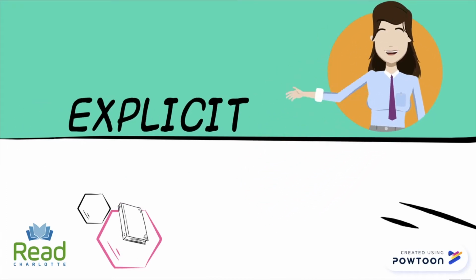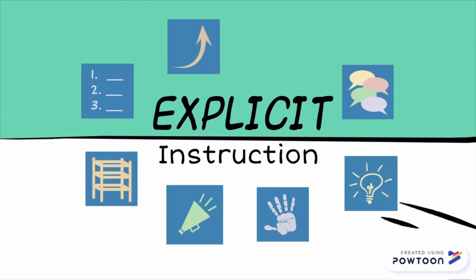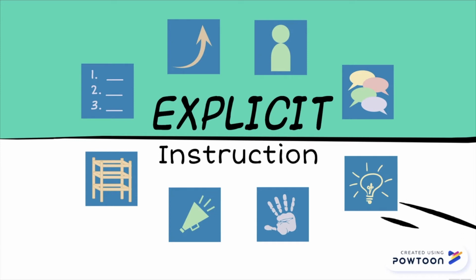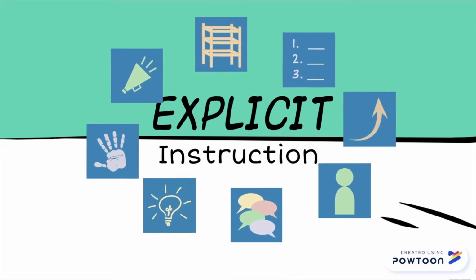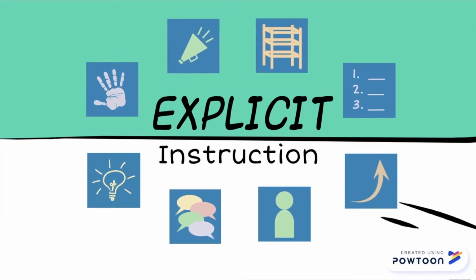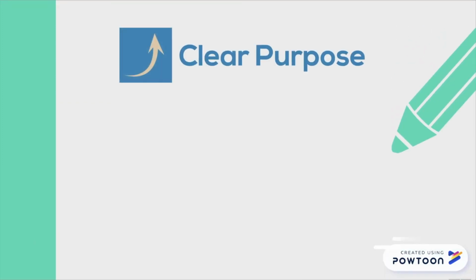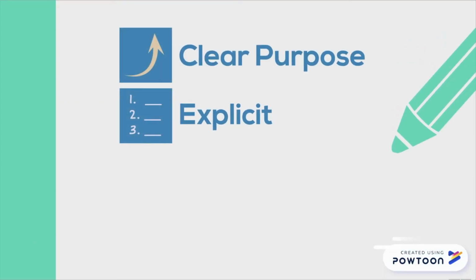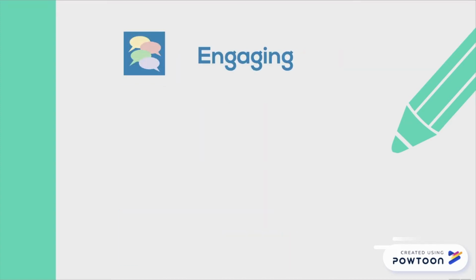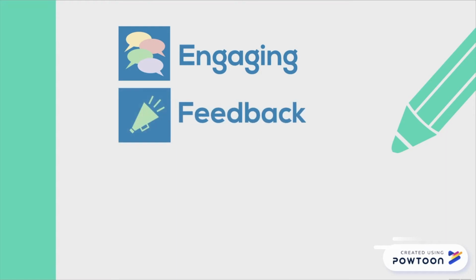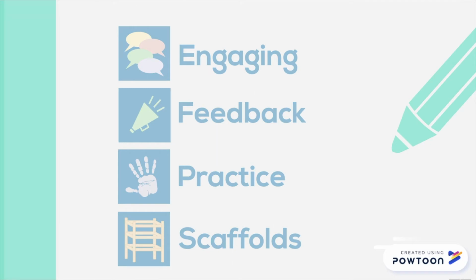As an evidence-based practice, explicit instruction is an effective way to teach skills and concepts, especially when teaching children to read. Explicit instruction includes multiple components that we organized as 8 practices teachers can use to improve literacy instruction. When using explicit instruction, teachers have a clear purpose, teach concepts explicitly, use models to teach concepts, provide examples and non-examples, keep instruction engaging, offer consistent feedback, provide multiple opportunities to practice, and scaffold instruction.